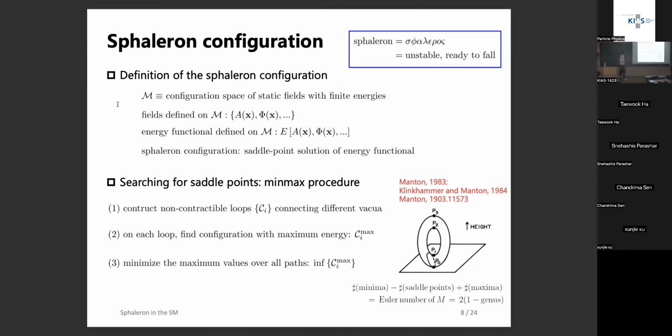Then what's the general strategy to search for the saddle point or to find the Sphaleron solution? It is called the min-max procedure. So the general strategy is as below.